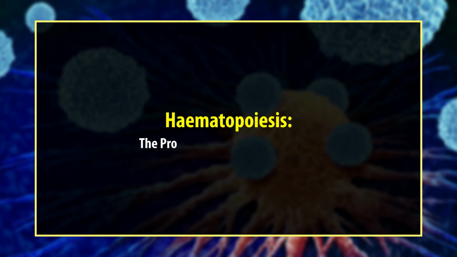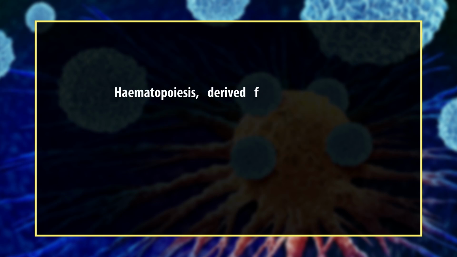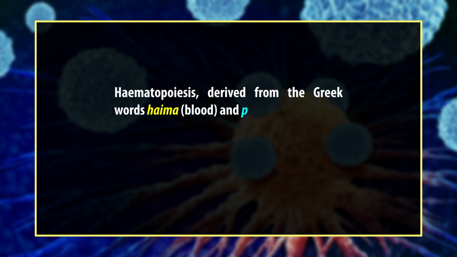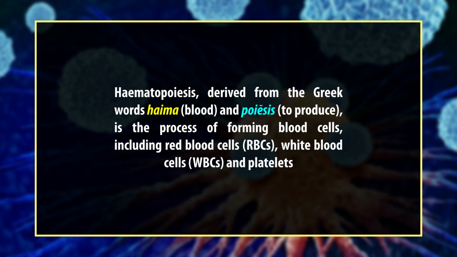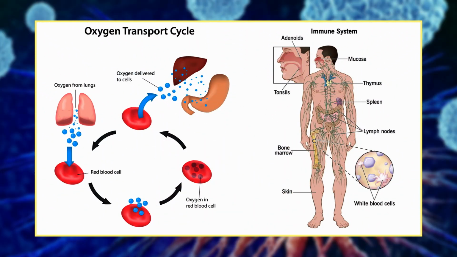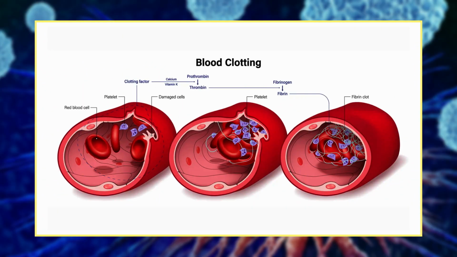We will start with hematopoiesis, the process of blood cell formation. Hematopoiesis comes from two Greek words, haima meaning blood and poiesis meaning to produce. It is the lifelong process of generating red blood cells, white blood cells and platelets, beginning in the embryo. All blood cells originate from hematopoietic stem cells, or HSCs, unique self-renewing cells capable of differentiating into diverse blood cell types, sustaining oxygen transport, immunity and clotting functions.